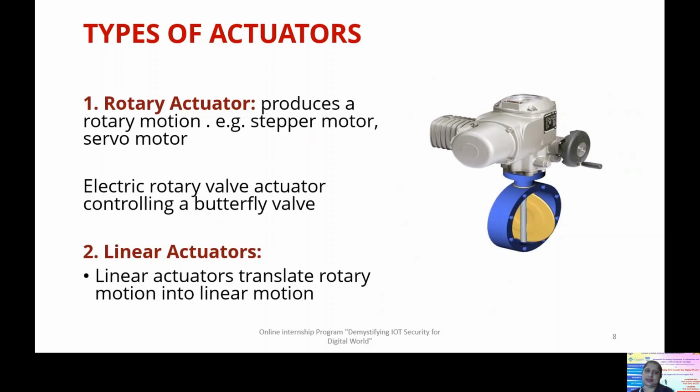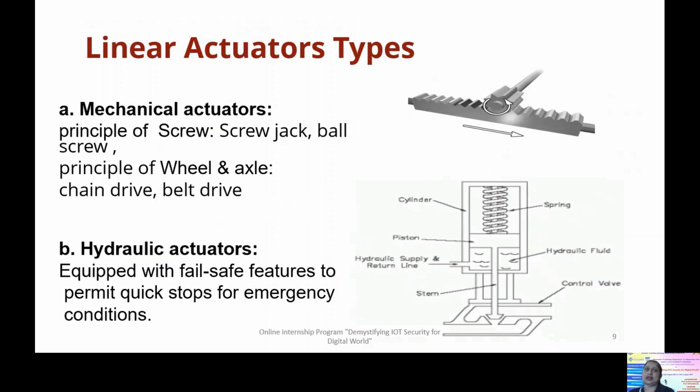Then the second type of actuator is the linear actuators. What are linear actuators? They translate the rotary motion into linear motion. Then next are the mechanical actuators, based upon the principle of the screw, screw jack or ball screw, the principle of the wheel and axle, chain drive or belt drive.